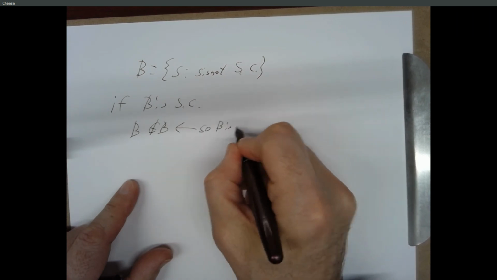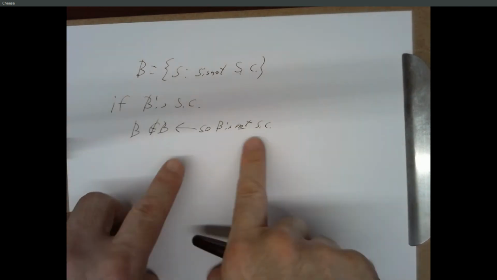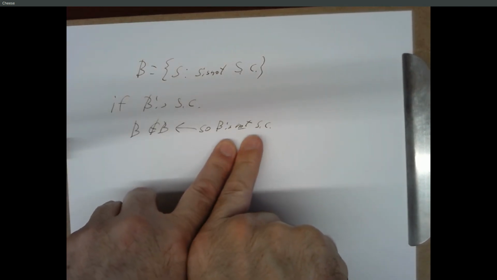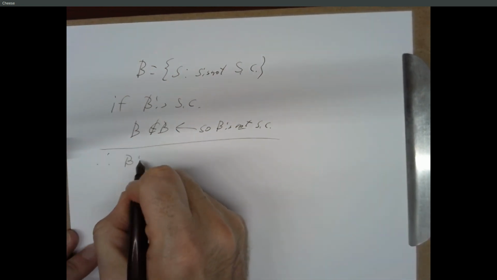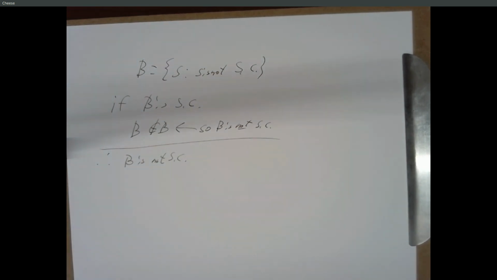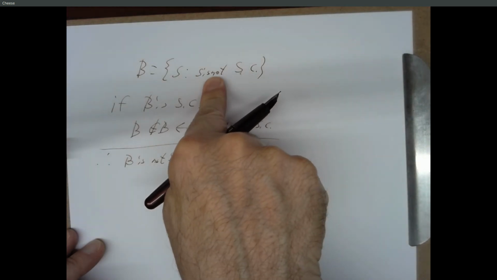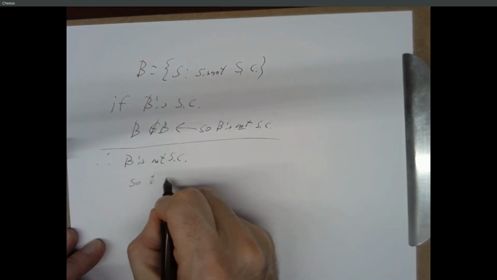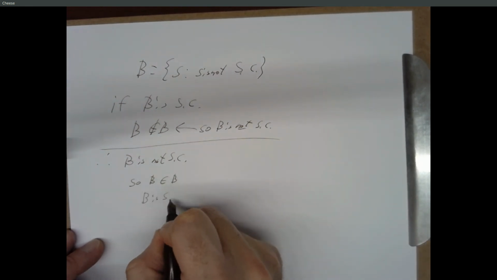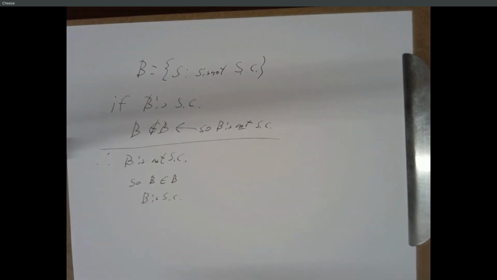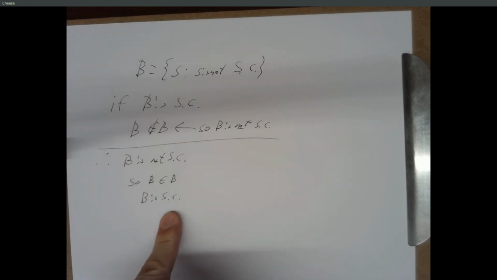this means B is not self-consuming. So if we assume B is self-consuming, we're forced to conclude B is not self-consuming. It's a contradiction. So we must conclude B is not self-consuming. Well, if B is not self-consuming, this is a set of all sets that are not self-consuming, so B must be contained in B. Well, if B is contained in B, B is self-consuming. And so if B is self-consuming, we can prove it's not self-consuming, and if B is not self-consuming, we can prove it is self-consuming. That's the paradox.